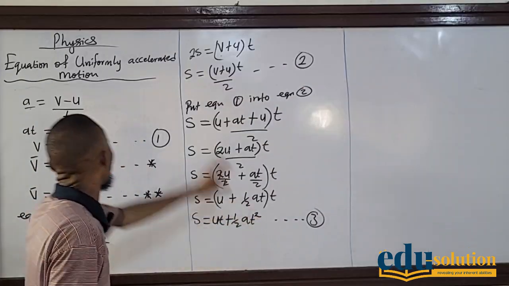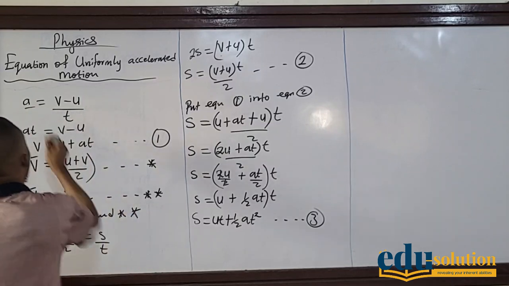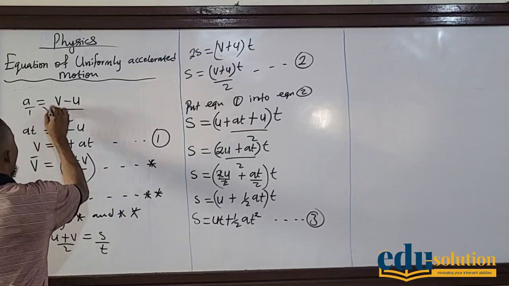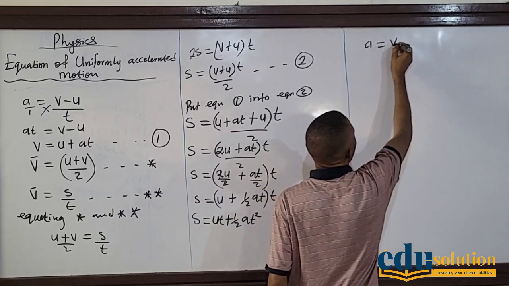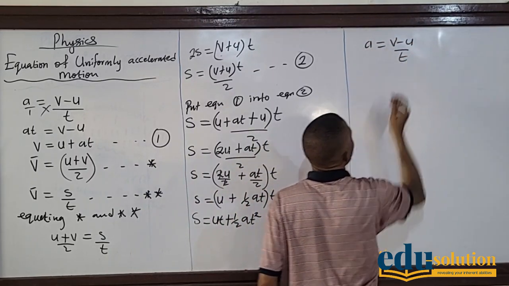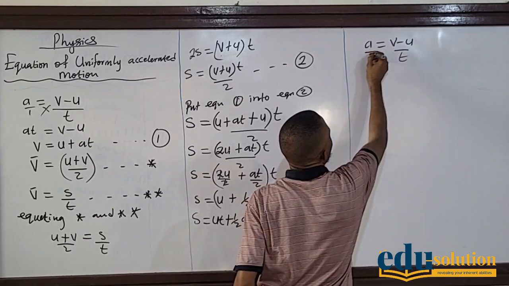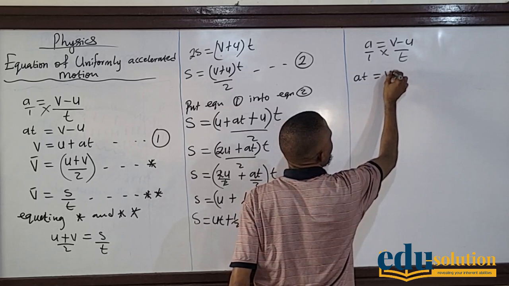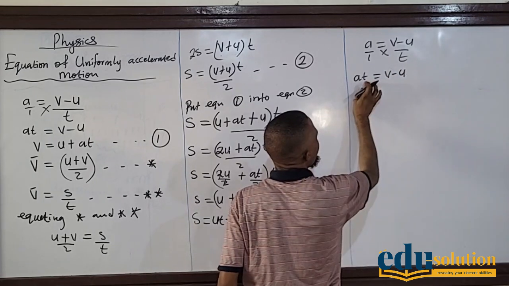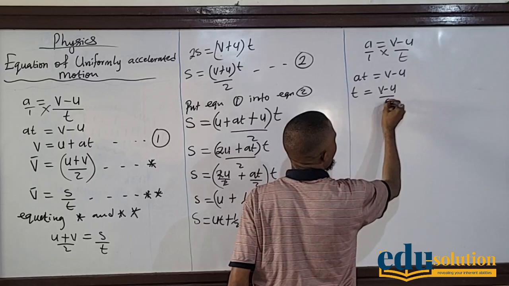Now to get the last one, this is what we do. So you see this first equation here, let me rewrite it. It was once like this. So we are having that a is equal to v minus u over t. So from here, if I make t subject of formula, of course, you already know how to do that. All we just need to do is to cross multiply. We have at is equal to v minus u. So we make t subject of formula. We have t is equal to v minus u over a.